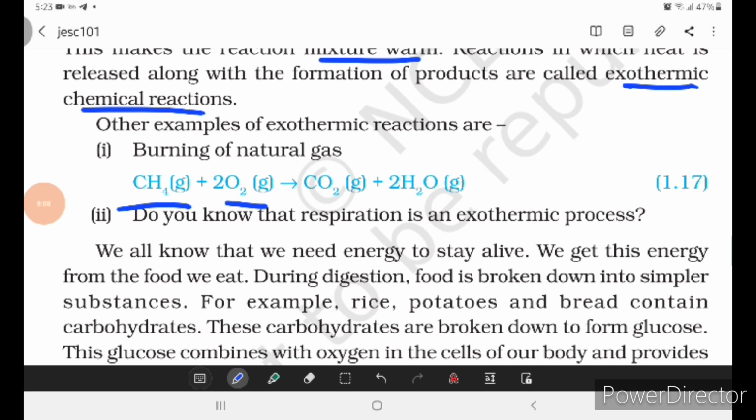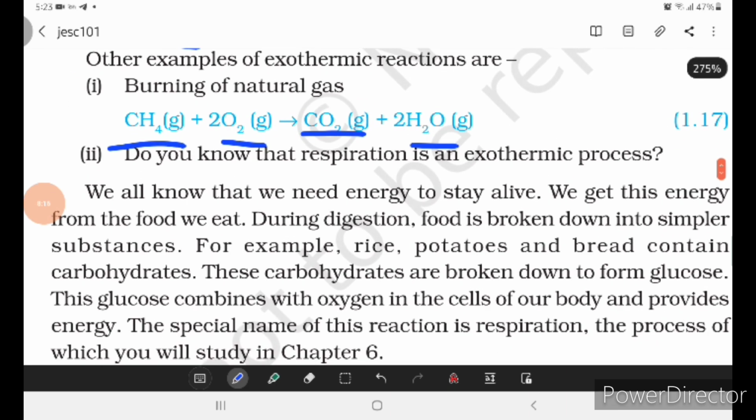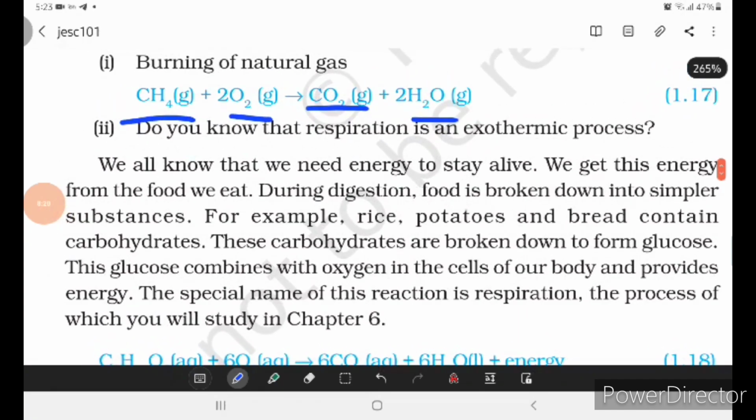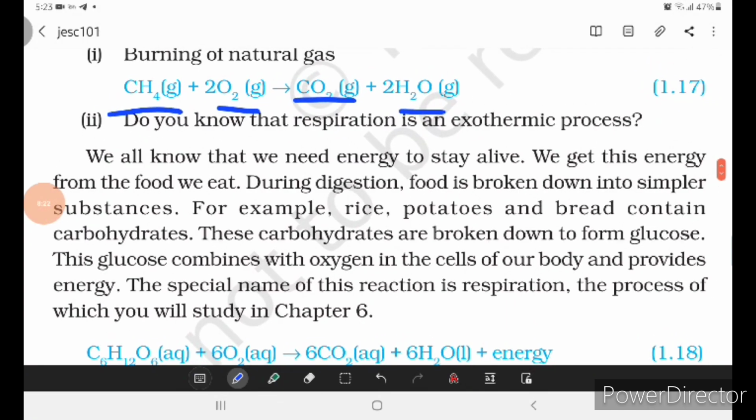Other examples of exothermic reactions: CH4 plus 2O2 gives rise to CO2 plus 2H2O. This is the burning of natural gas, methane. Do you know that respiration is also an exothermic process? Yes, respiration is an exothermic process. Due to the breakdown of food, a large amount of heat is released, which makes our body feel warmer.